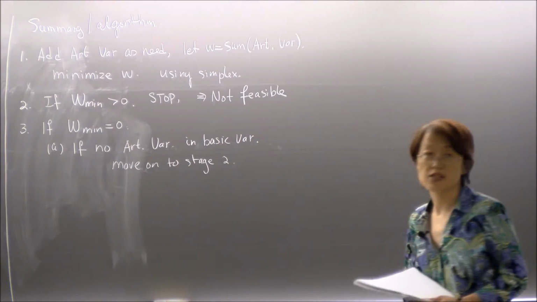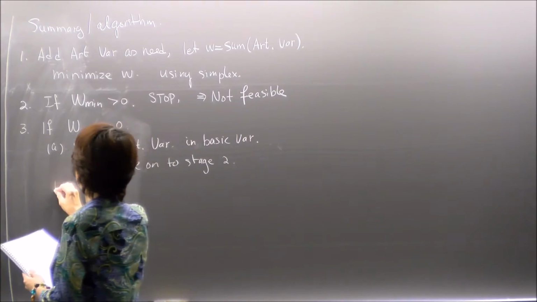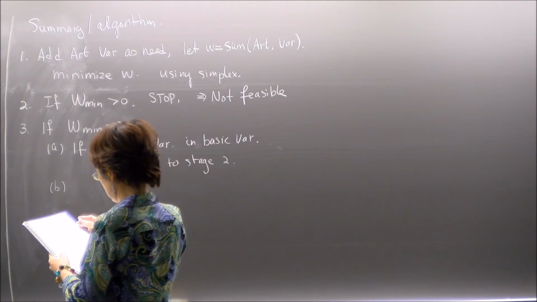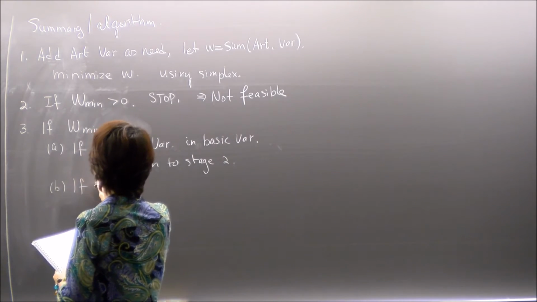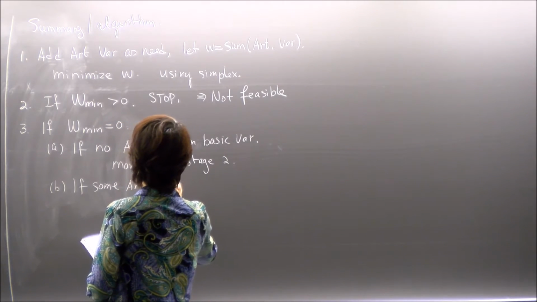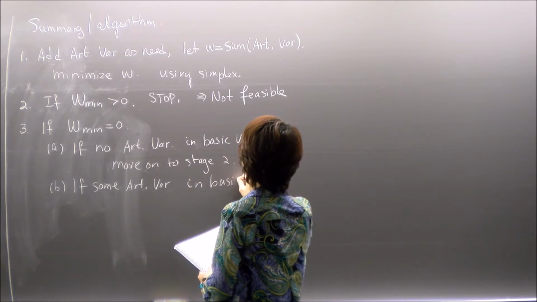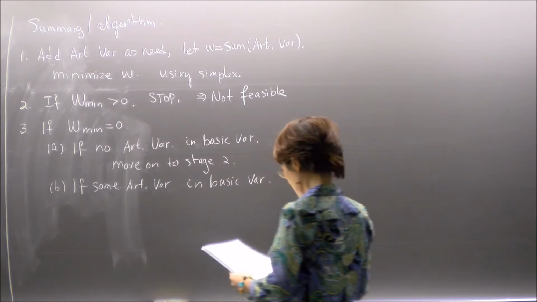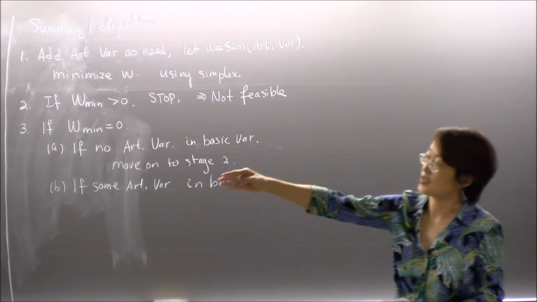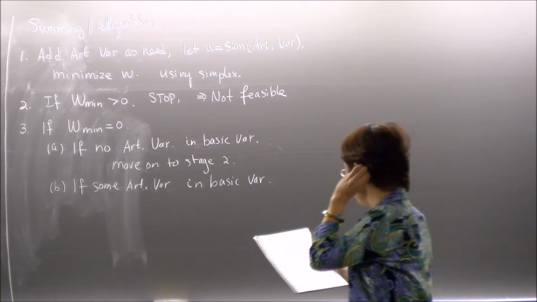And no redundancy is needed there. Okay, you did not discover any redundancy. Okay, and now, if some artificial variables are still in the basic variables, then you need to perform this pivot process that we just described there. Okay. You need to replace it.